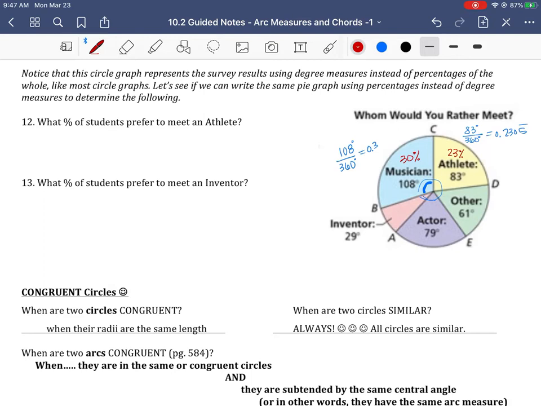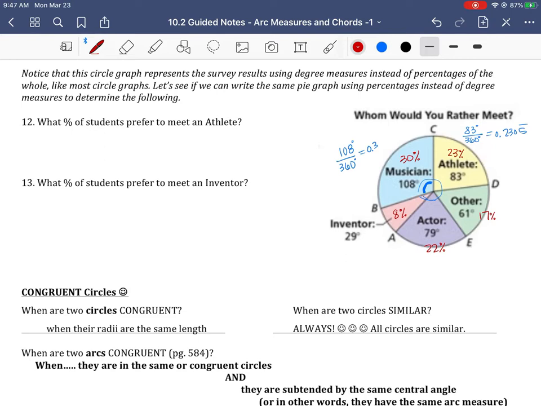And then if we continue to do that same process, so we divide 61 by 360 degrees, we end up getting 17% here. 79 divided by 360 degrees would give us about 22% here. And then lastly, the 29 divided by 360 degrees gives us about 8% that wanted to meet an inventor.